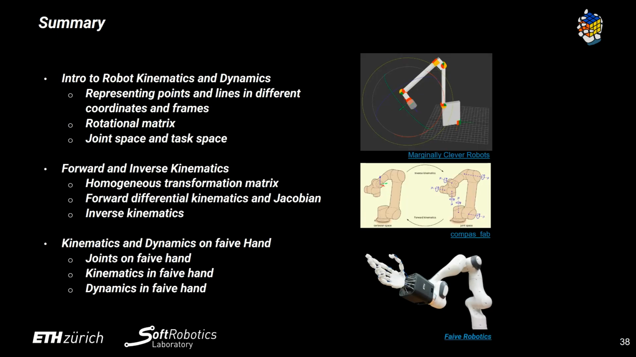In this tutorial, you've learned how to model the kinematics of a conventional linkage and rotational joint robot. We use the knowledge of things such as the representation of point and linkage in a different coordinate system, rotational matrices, joint and task space, homogeneous transformation matrices, and the Jacobian. So you have learned how to perform the forward and inverse kinematics, and then you expanded and applied this knowledge further on non-conventional robots like the 5-hand.